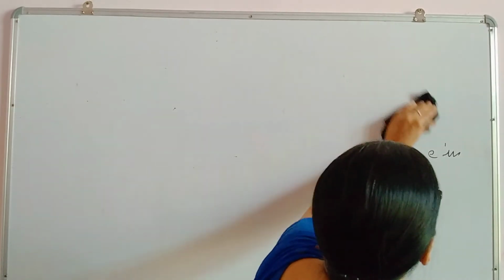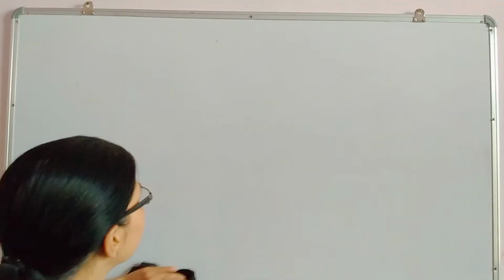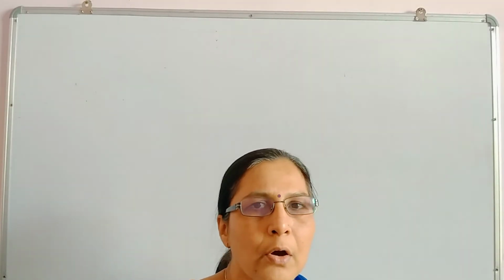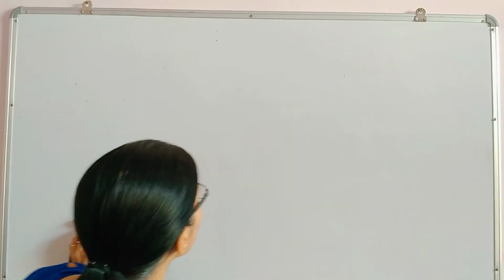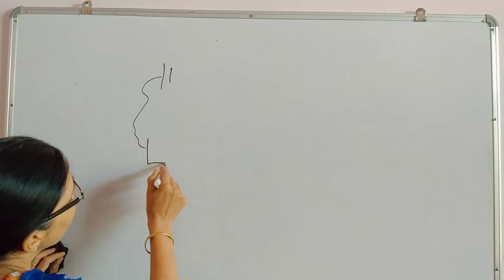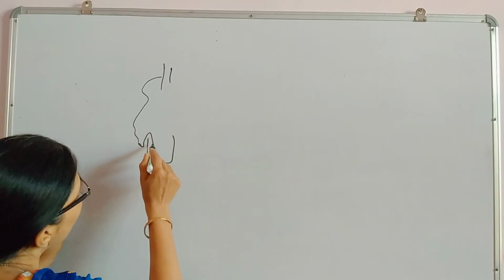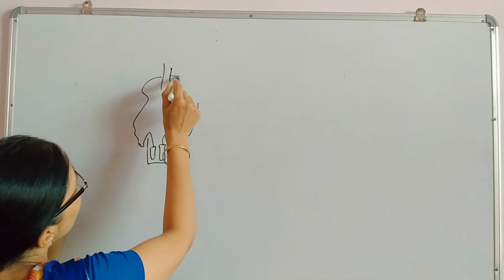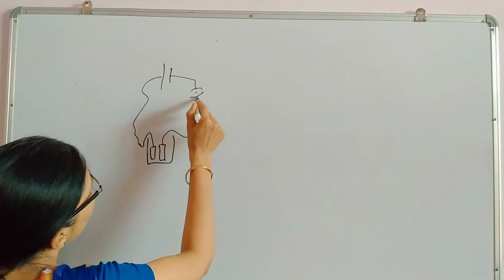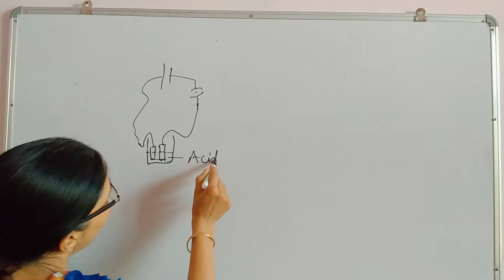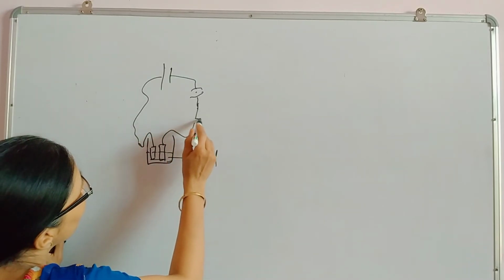When added to base, there will be a disappearance of the smell. Now, what is common in all acids? As we have studied in the last chapter, acids, bases and salts are good conductors of electricity. When you prepare a circuit in such a manner, suppose a solution of acid is filled. What will happen? The bulb will glow.